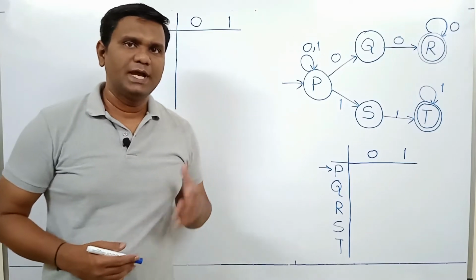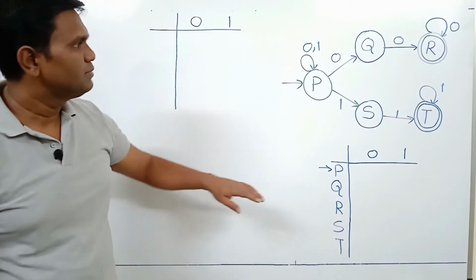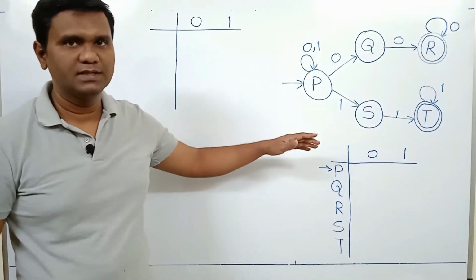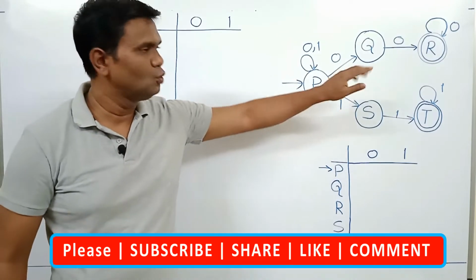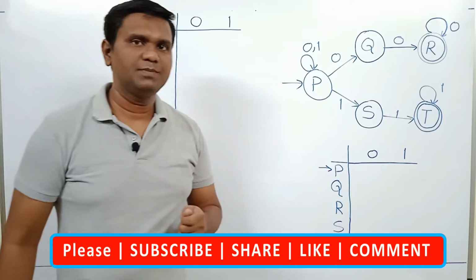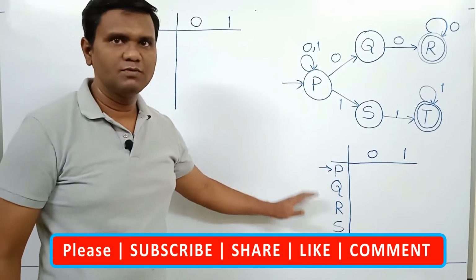Consider next example for NFA to DFA conversion. In this example, we will consider NFA with multiple final states. Here, NFA contains two final states. So first step is to write the transition table for given NFA.